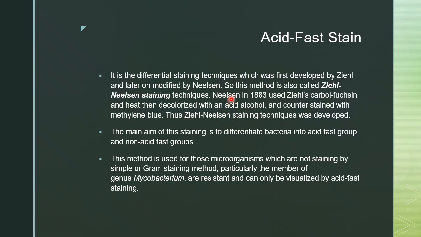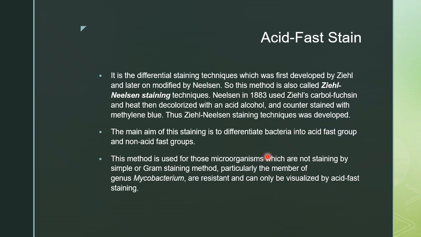Neelsen in 1883 used Ziehl's carbol fuchsin and heat, then decolorized with an acid alcohol and counterstained with methylene blue. So this technique was given by him using Ziehl's carbol fuchsin. And as I told, this method is mainly used to differentiate between acid fast bacteria and non-acid fast bacteria. And what are these acid fast bacteria?